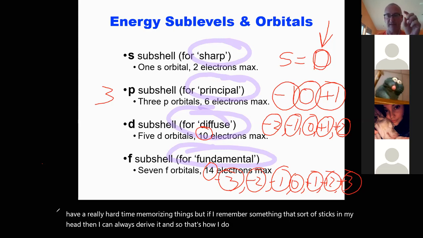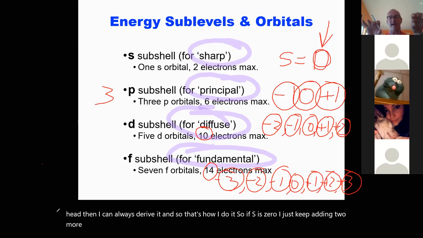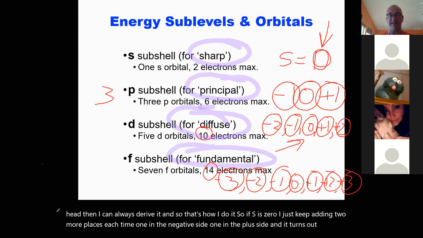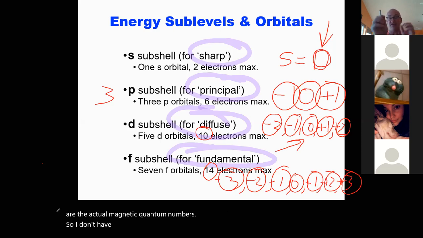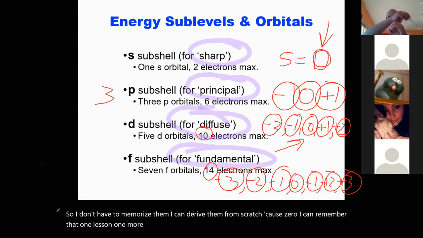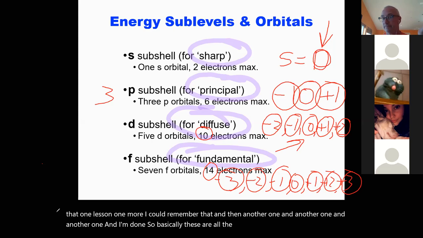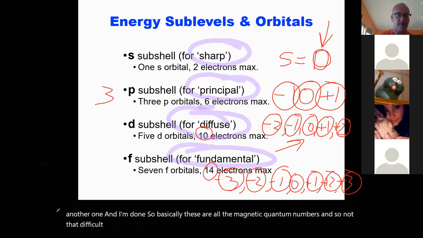So if S is 0, I just keep adding 2 more places each time, 1 on the negative side, 1 on the plus side. And it turns out that these are the actual magnetic quantum numbers. So I don't have to memorize them. I can derive them from scratch, because 0, I can remember that. 1 less and 1 more, I can remember that. And then another 1, and another 1, and another 1, and I'm done. So basically, these are all the magnetic quantum numbers. Not that difficult to remember, okay?